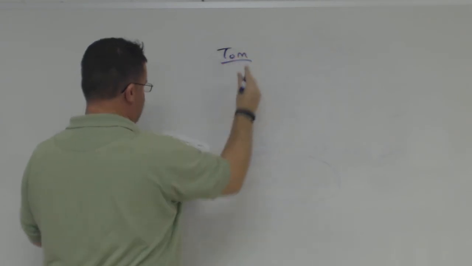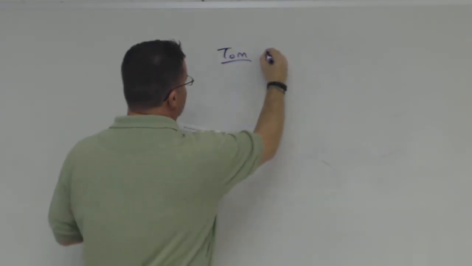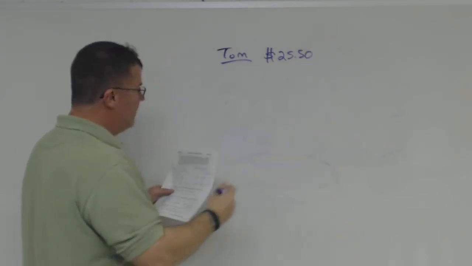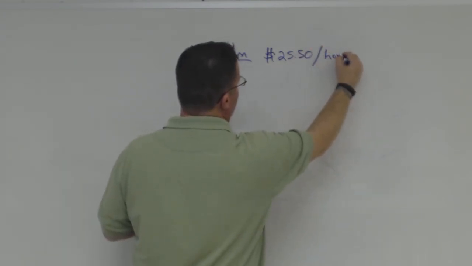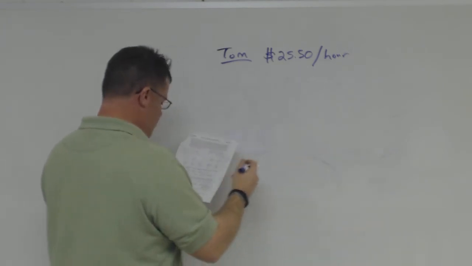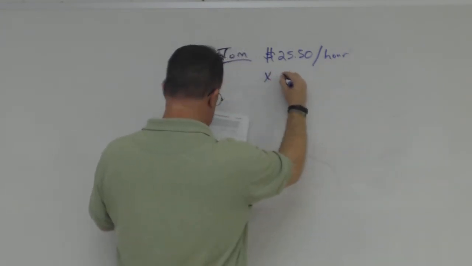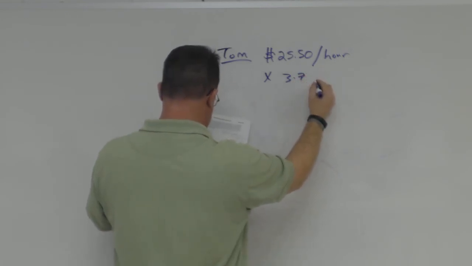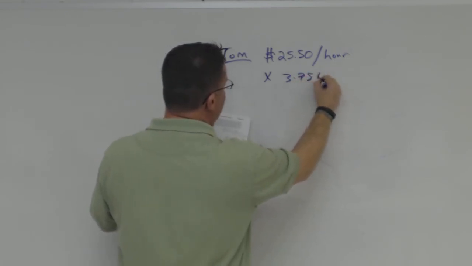So I got it. Tom had 95.62 and Mike had 150.95.63. Tom was $25.50 per hour. 6.50 plus 19.13 equals 95. And he did it in 3.75 hours.